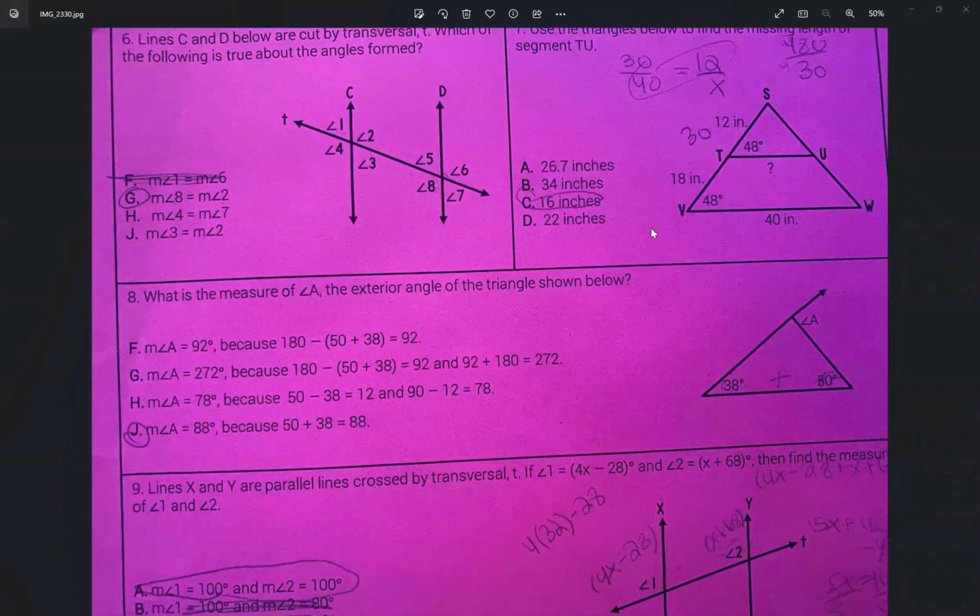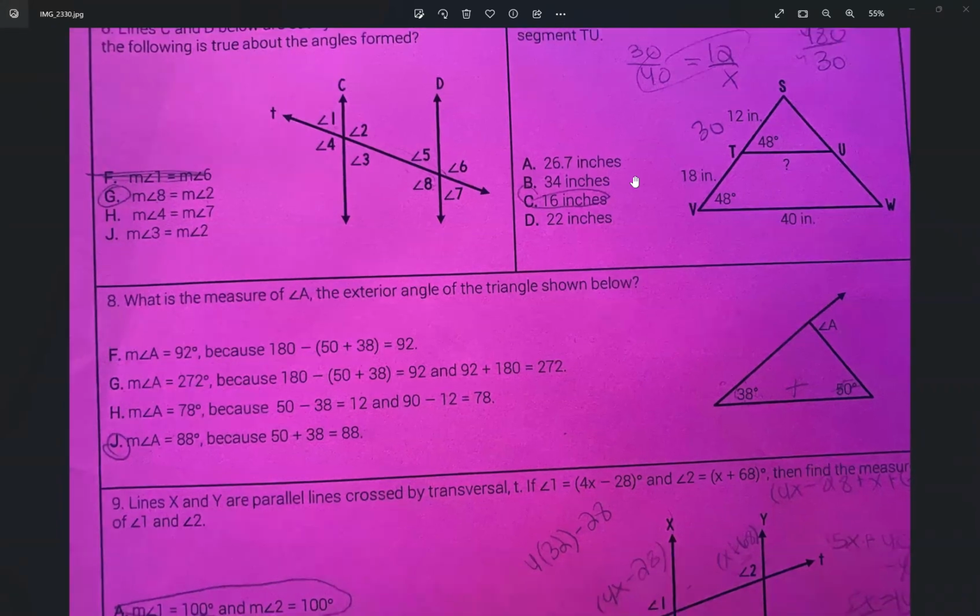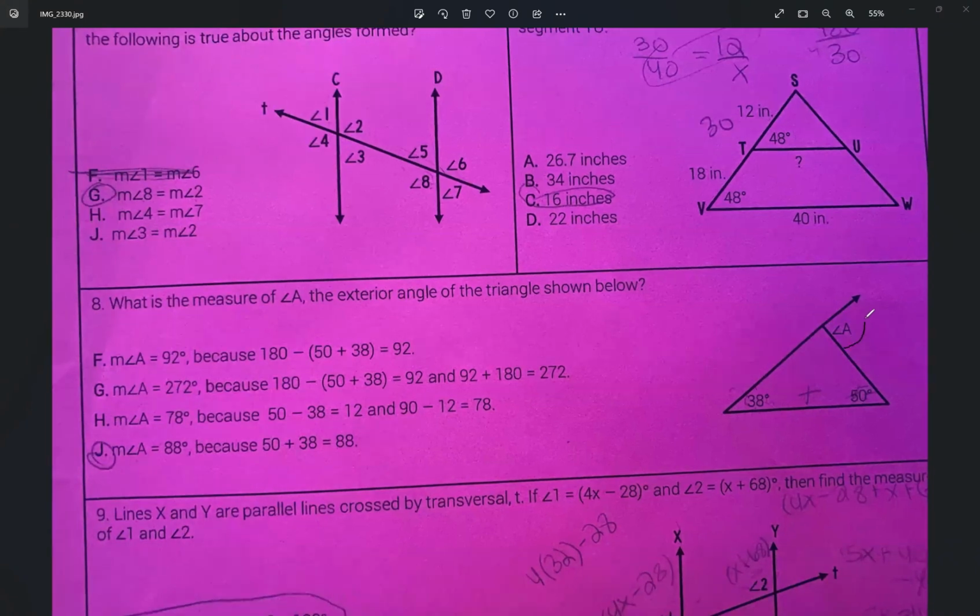Okay, can you see 8? Yes. Okay, so they're asking for measure A, which is the exterior angle, which is this angle right here. So what's this angle right here? The interior. That'll be 180 minus 38 minus 50, right? Which is what? 180 minus 88. What's 180 minus 88?